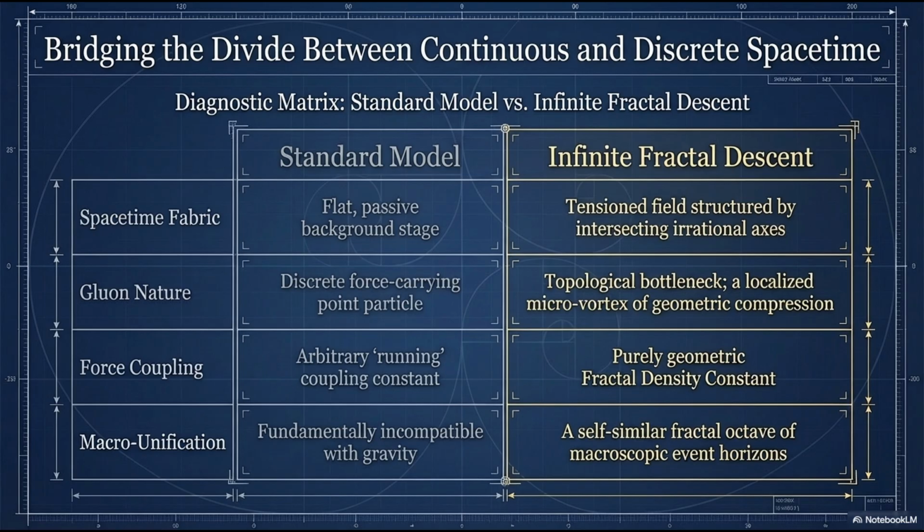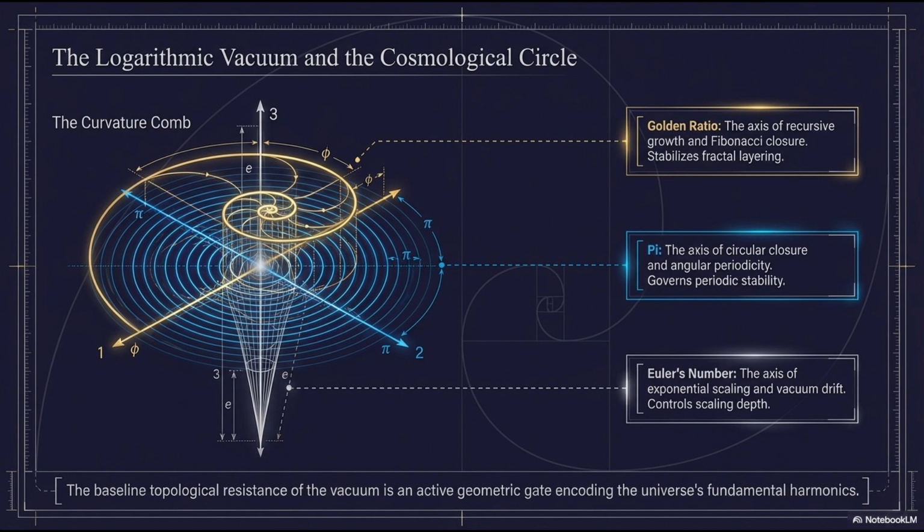So if I'm getting this, standard physics treats the universe like a theater play, where the actors, the particles, are doing all this violent, high-energy lifting, but the wooden floorboards they're standing on never warp or dent or buckle at all. Exactly. But in reality, the floorboards have to buckle. Under infinite fractal descent, the gluon isn't a discrete object sitting on top of the vacuum. It is a localized topological bottleneck. A microvortex where the geometric density of spacetime compresses so tightly it actually twists into a funnel. The particle is really just the eye of that tornado.